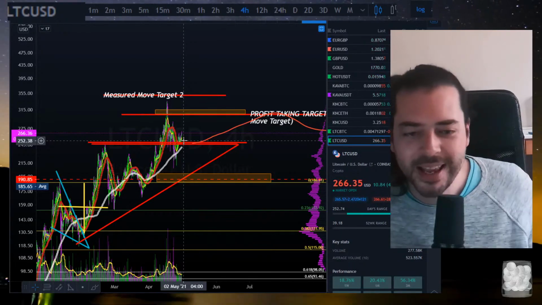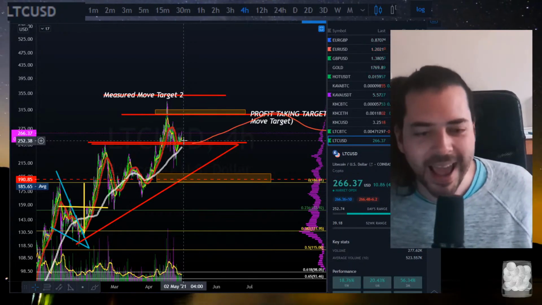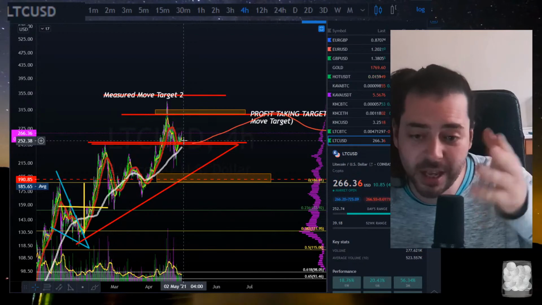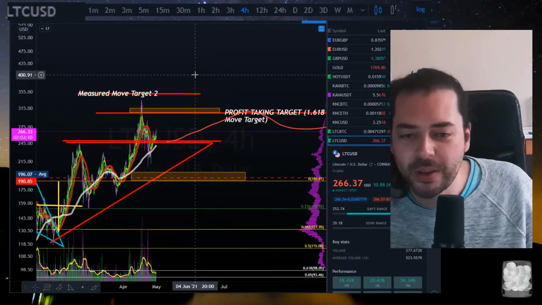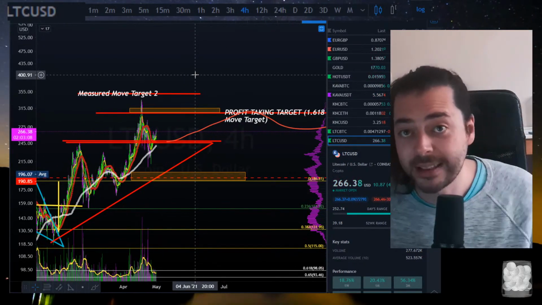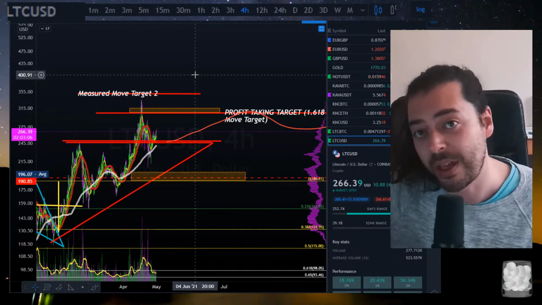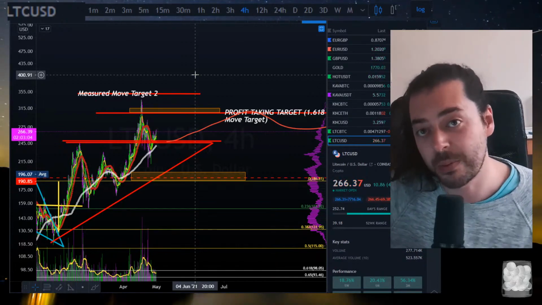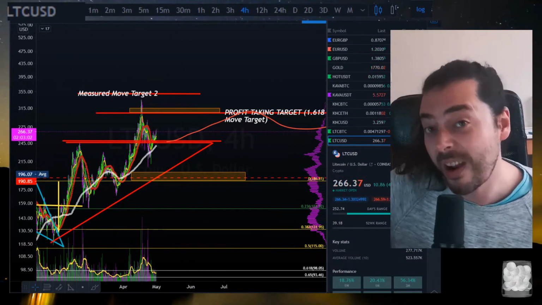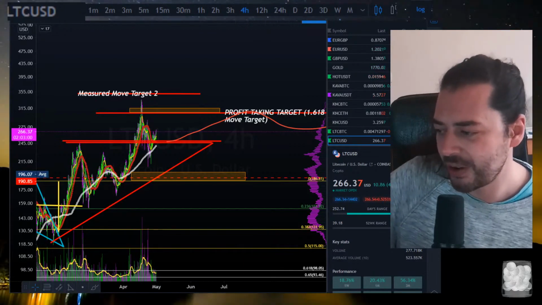So let's take a look at that and try and line up this previous information with where we could be looking at for the next move. We'll talk about the TA here. We'll talk about price targets and all that good stuff, all very helpful for you trading Litecoin USDT here.